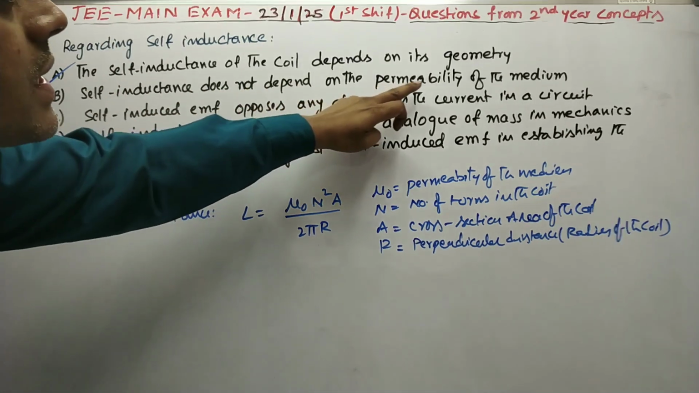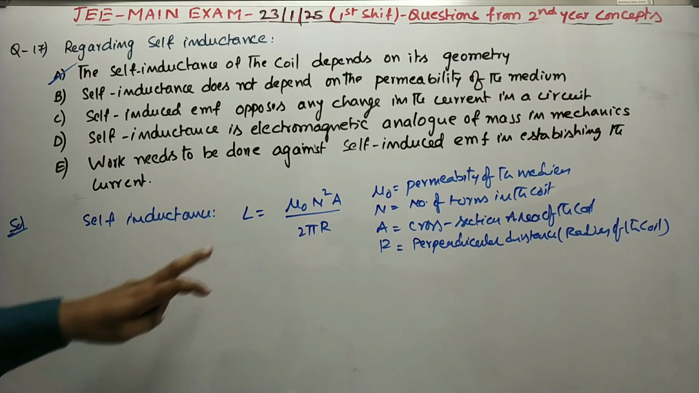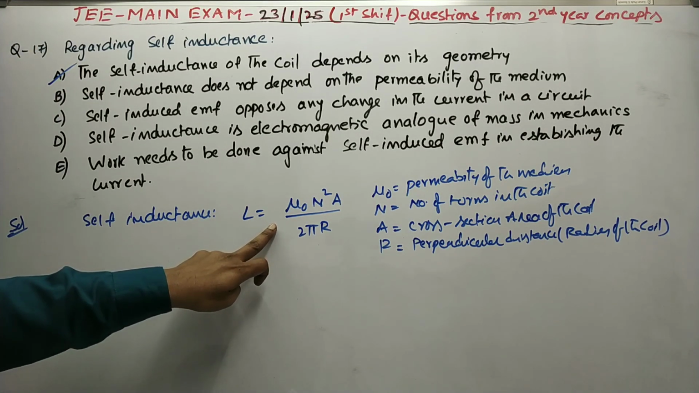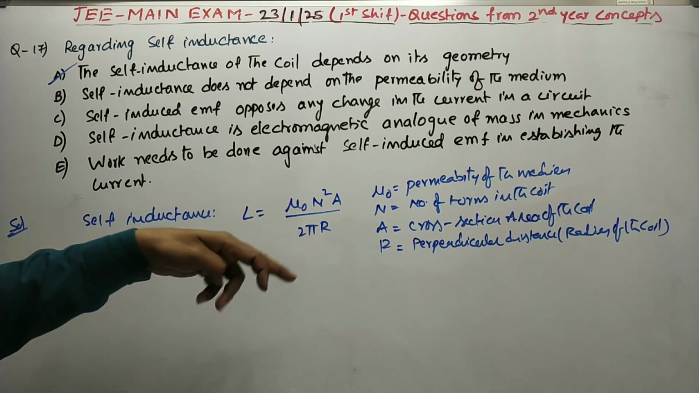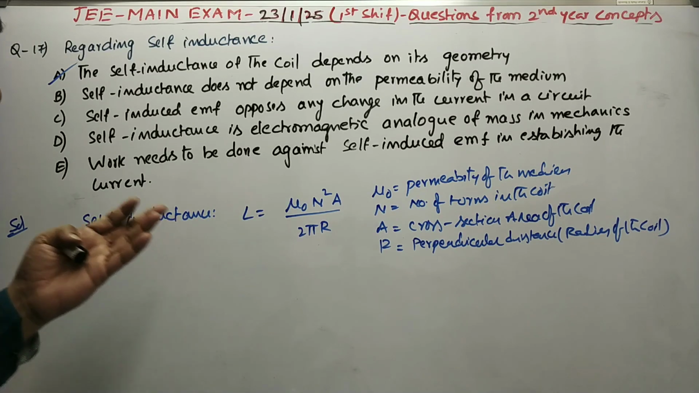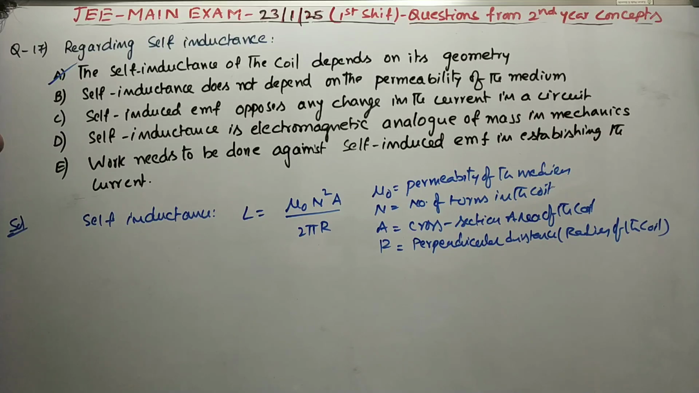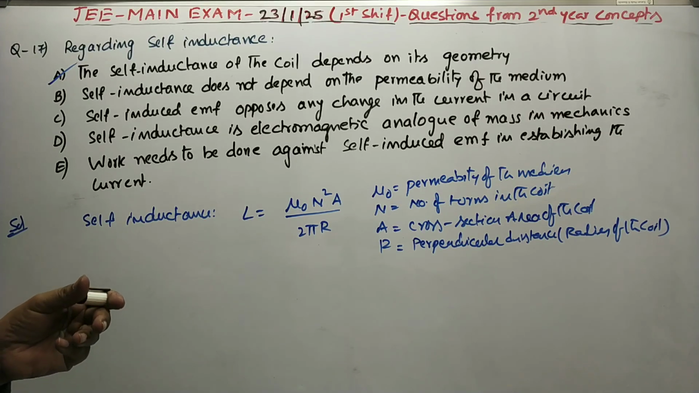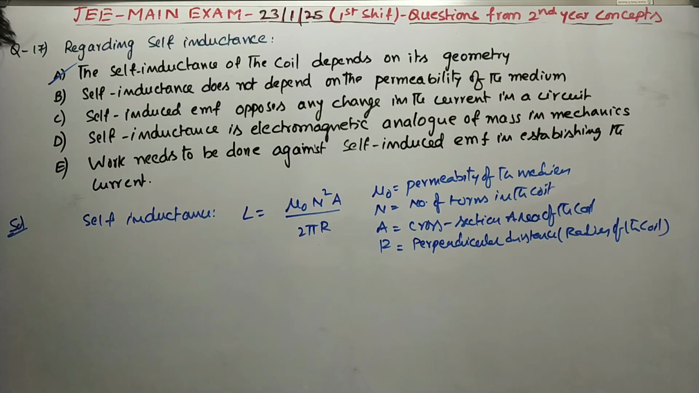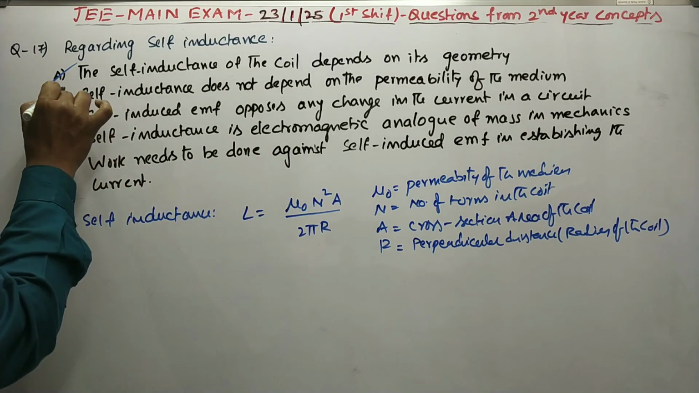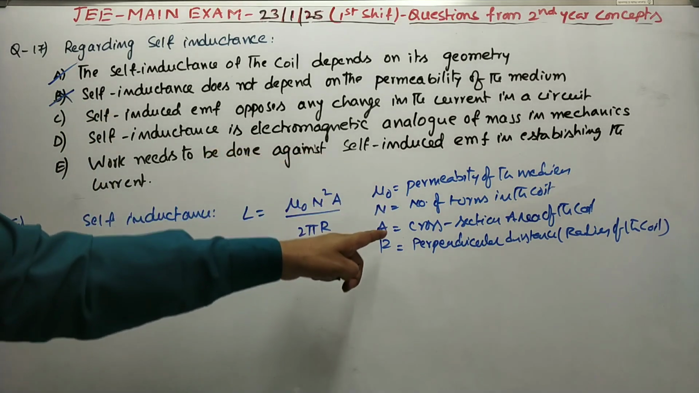Self-inductance does not depend on the permeability of the medium. See in the self-inductance formula itself, mu naught is the permeability of the medium. That means when the medium changes, all mediums do not equally allow producing magnetic lines of force up to some extent. So it is not correct. Self-inductance depends on permeability.